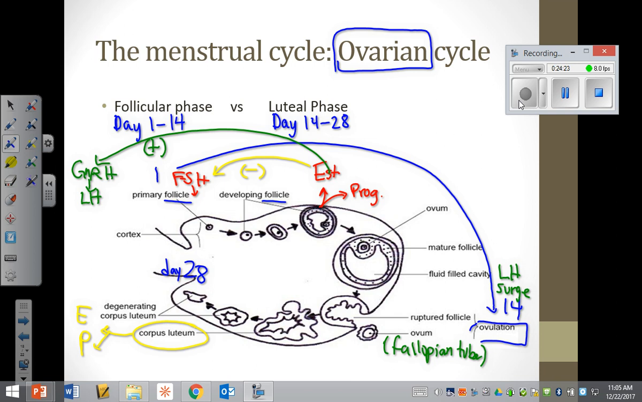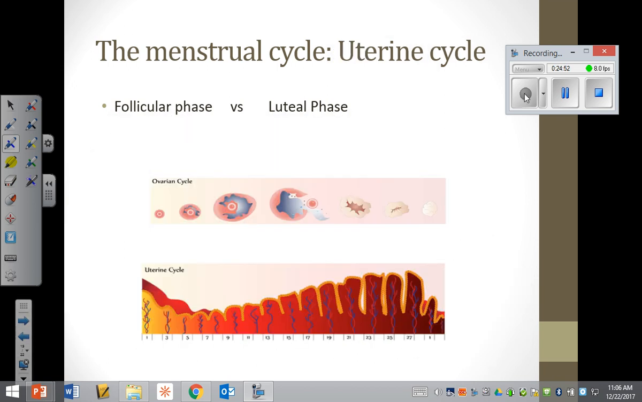So, while the corpus luteum is producing estrogen and progesterone, they have a negative impact on the production of all of these hormones, which is good. I don't want more ovulation and I don't want another egg being produced yet. As soon as the corpus luteum degenerates, that negative feedback stops and I can produce GnRH again.